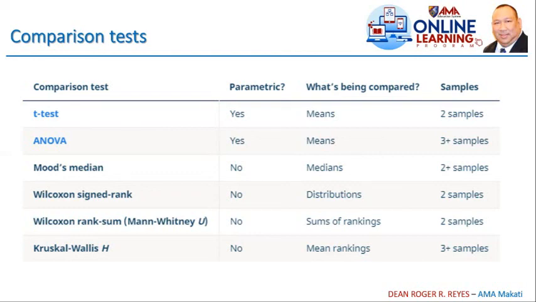Kung distribution, Wilcoxon signed rank. Kunyari, rankings, sum of rankings, Wilcoxon rank sum, or what is known as Mann-Whitney U. And for 3 samples, Kruskal-Wallis H. So mean rankings, ira-rank natin siya. 3 samples. So ito lang ang madalas ginagamit, comparison test.